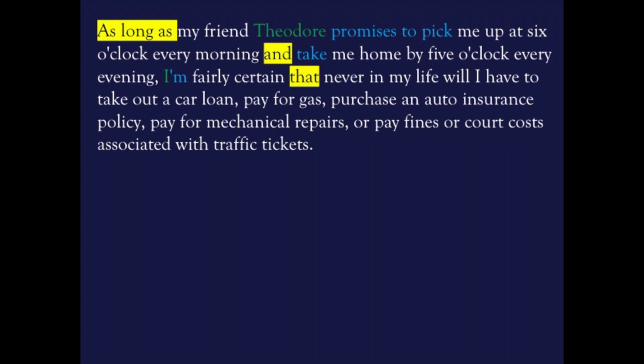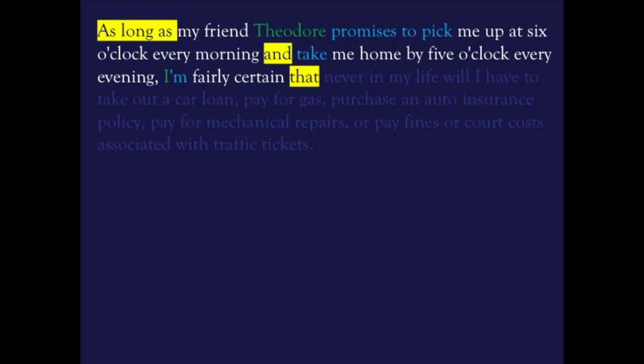So we have as long as my friend Theodore promises to pick me up at 6 o'clock every morning and take me home by 5 o'clock every evening, I'm fairly certain that I'll never have to do these things. So now we have this that phrase, and that's telling us that this is just describing what I'm fairly certain I will never have to do. So this is a long sentence, and if it's in your own writing, you might want to trim it down for other purposes. You might want to get rid of the unnecessary language in here, but grammatically it's one sentence.